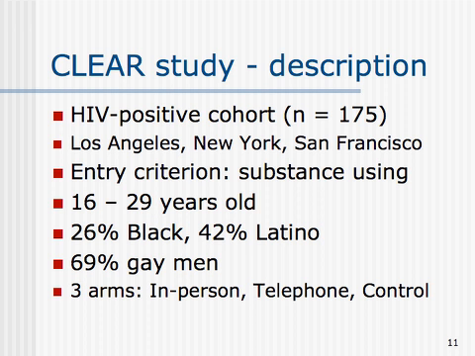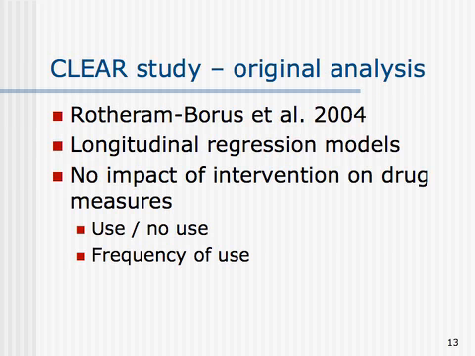So, in our original analyses that we published on this study, we looked at sexual behavior and drug use over time to see if the intervention impacted either. And we just fit Poisson regressions, and we fit logistic regressions for substance use, whether they used or not, and sexual behavior, whether they were abstinent or not. And we actually didn't find anything in the original analyses.